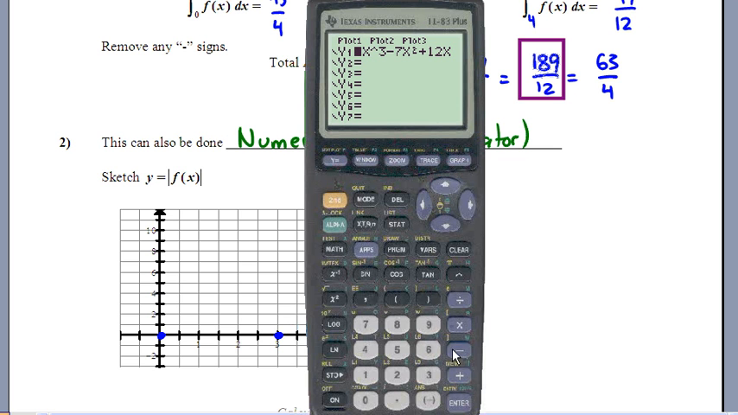So maybe I'll just deactivate this one for a minute. I'm going to go down to Y2 and say, hey, I would like to graph the absolute value. So that's under the math menu. I slide over to number. It's the very first one. And I want to do the absolute value of Y1.